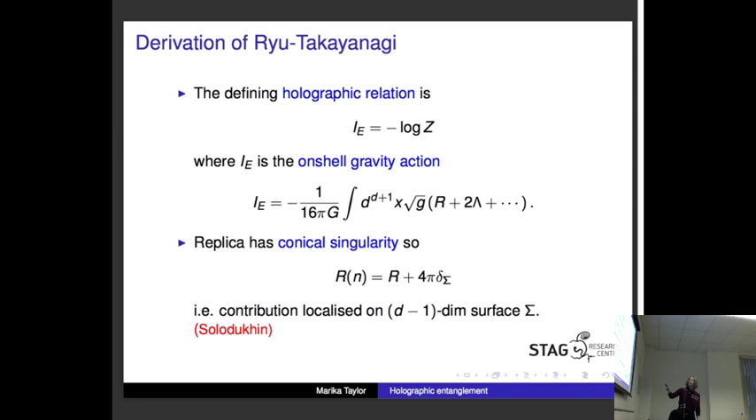And that is computing for me the partition function of the dual quantum field theory. So calculate the gravity action for anti-de Sitter, and that tells you about the partition functions for quantum field theories. Okay, so that's the defining holographic relation.